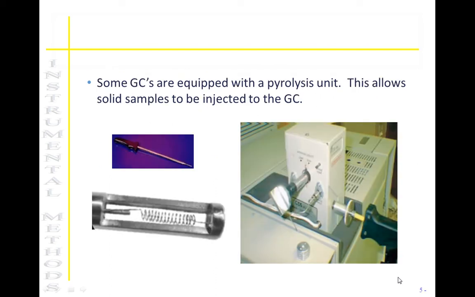There are some gas chromatographs which might be equipped with a pyrolysis unit. This unit allows solid samples to be injected into the gas chromatograph. The samples are placed in the coil filament, which is then placed into a heated component that is on top of the injector port of the gas chromatograph. But this allows solid materials to be vaporized and then to enter that injector to be separated by the column.